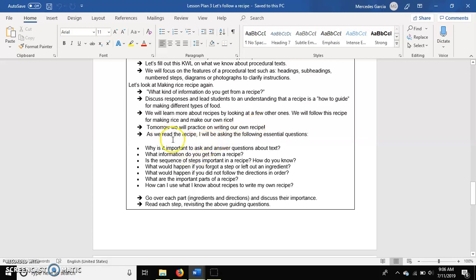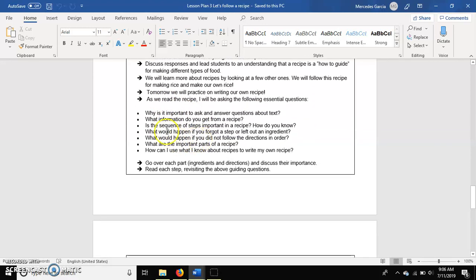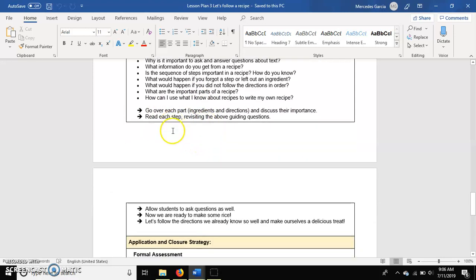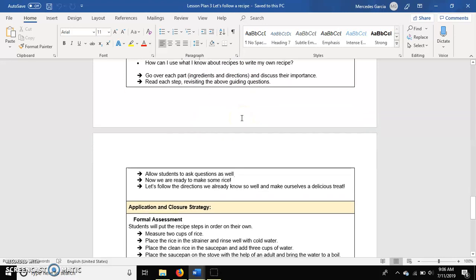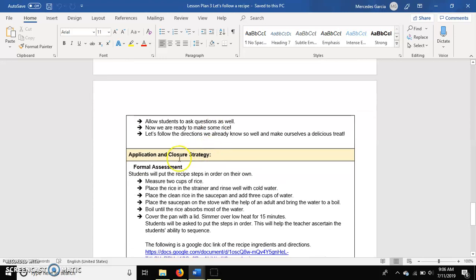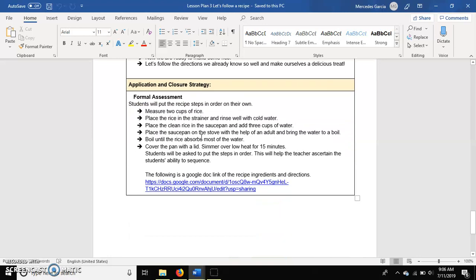I'll be asking these essential questions as we read the recipe. What information do you get from a recipe? Is the sequence of steps important in the recipe? How do you know? What are the important parts of a recipe? How can I use what I know about recipes to write my own recipe? We're going to go over each part, discuss their importance, revisiting the above guiding questions. I'll allow students to ask and answer questions as well. Then we'll follow the directions we already know so well and make ourselves a delicious treat, some rice.